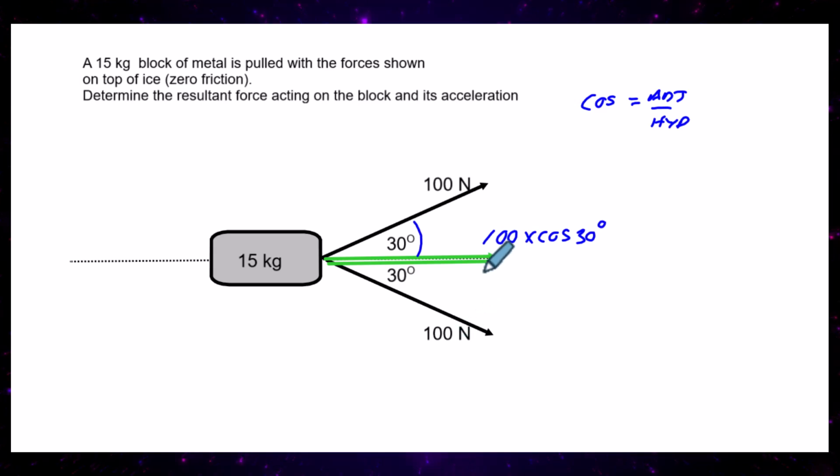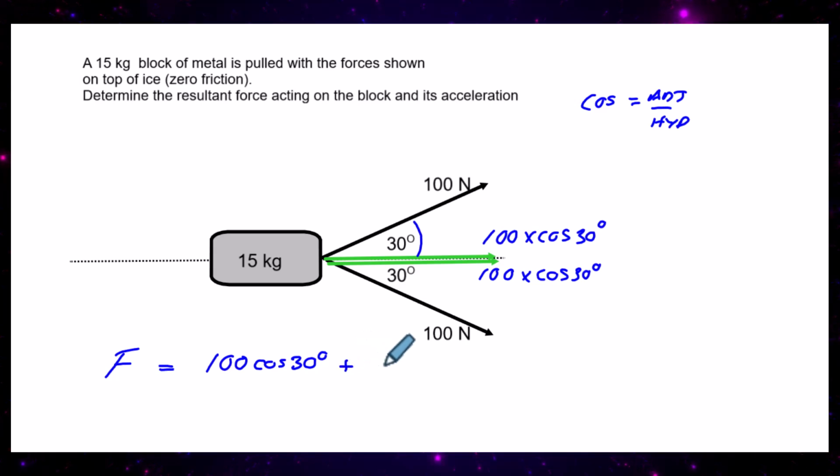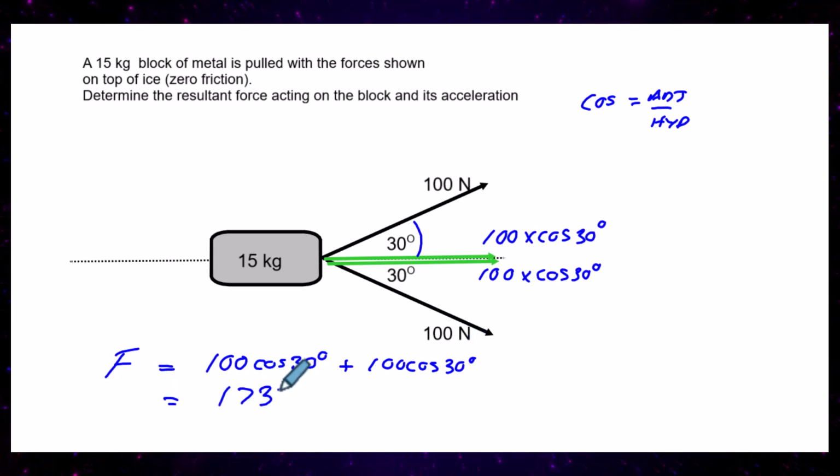And the bottom one is going to give the exact same value as well, 100 times cos 30. Exactly the same horizontal component size. So we just add those two together and the resultant force is going to be equal to 100 cos 30 degrees plus 100 cos 30 degrees. And if we do that in a calculator, we end up with a value equal to 173 newtons. So we know there's going to be a forward force, a resultant force of 173 newtons acting on that block.